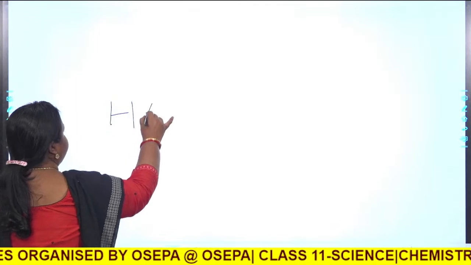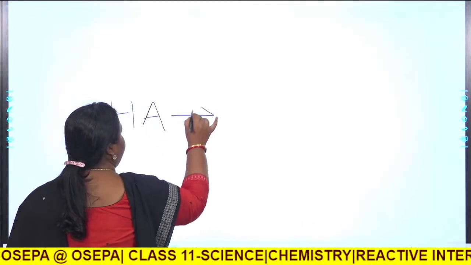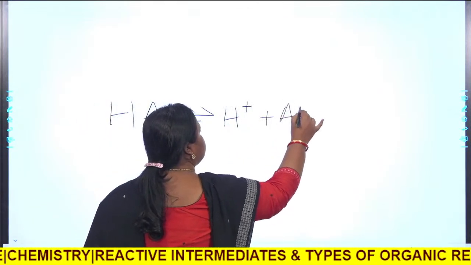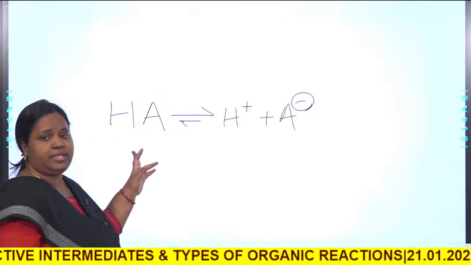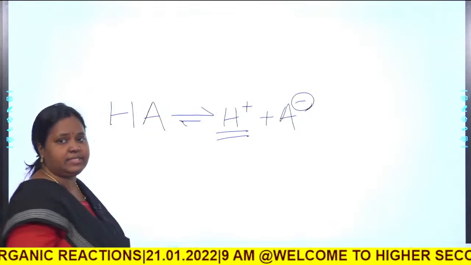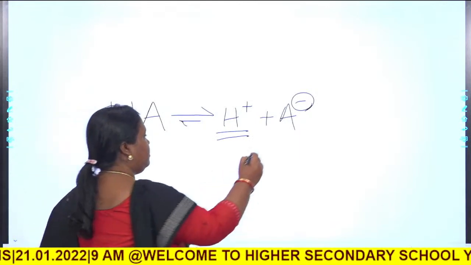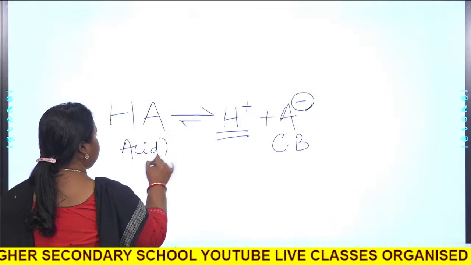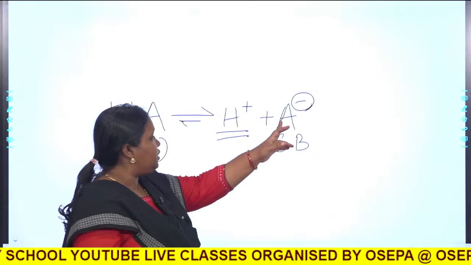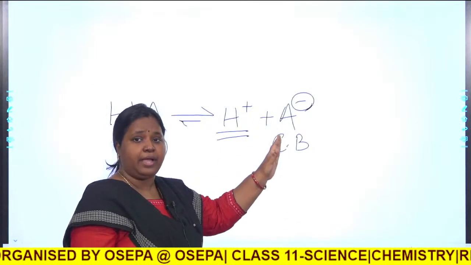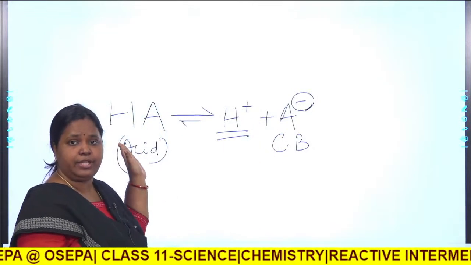So, suppose HA is there, and if HA can give you H plus and A minus readily, then HA is called an acid. The more easily it can give the H plus ion, the more is the acidity. So, this is called conjugate base, this is acid. So, for the conjugate base, we have to prove that the stability of A minus is more than the stability of the HA.